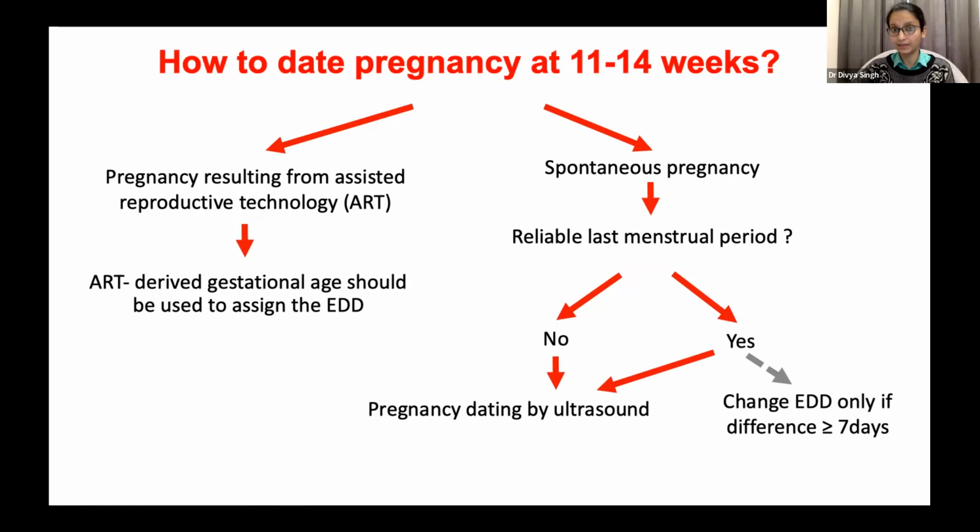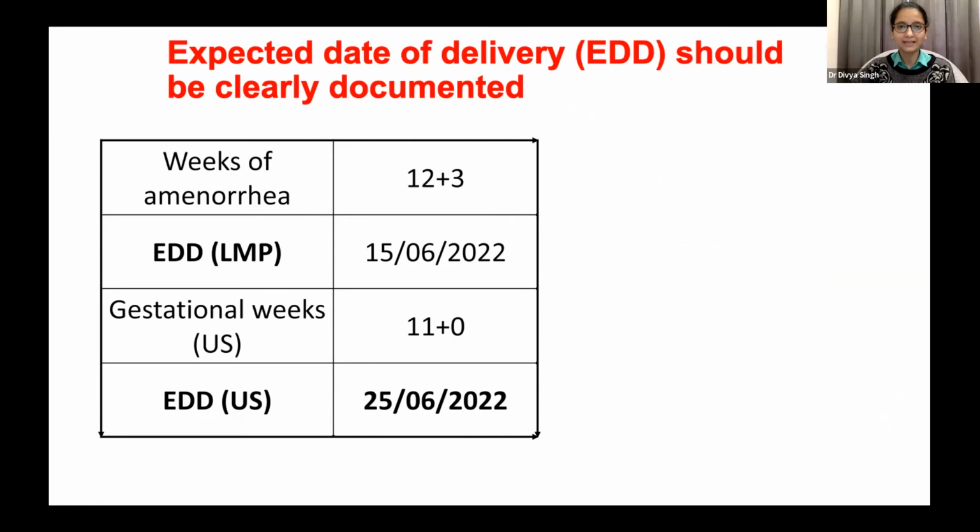If the lady has a reliable last menstrual period, her cycles are of 28 to 31 days duration, that is neither too short nor too long, then we can rely on her dates and obtain the gestational age by her last menstrual period and the expected date of delivery. But please ensure that the difference between the EDD obtained by the last menstrual period and that obtained by the crown rump length is not equal to or more than 7 days. Because if there's a difference of more than 7 days, then you need to reassign the expected date of delivery by the crown rump length.